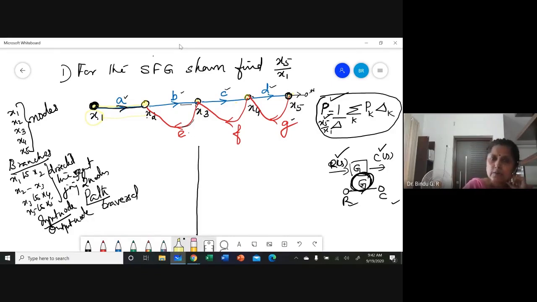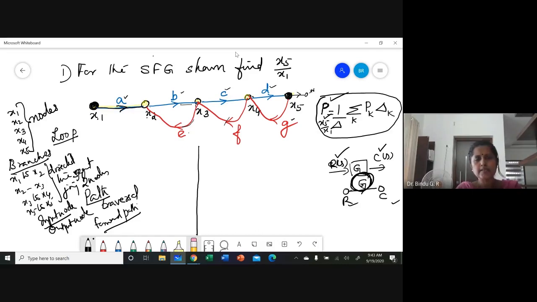Now, one thing that you have to remember is these are all paths, but when does it become a forward path? It becomes a forward path when the path extends right from the input node to the output node. What do you mean by forward path? These are all paths, but forward path means it is a path from the input node up to the output node.